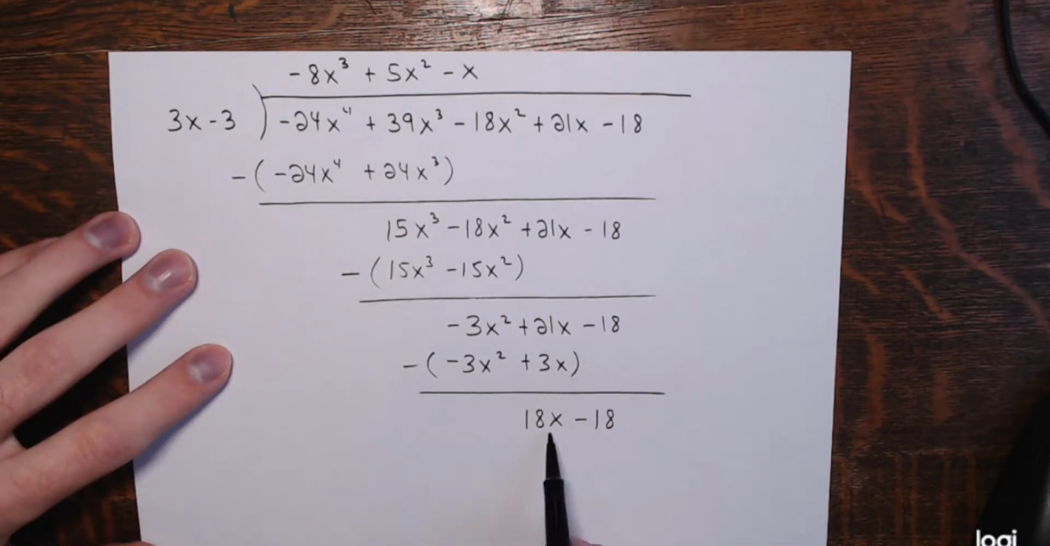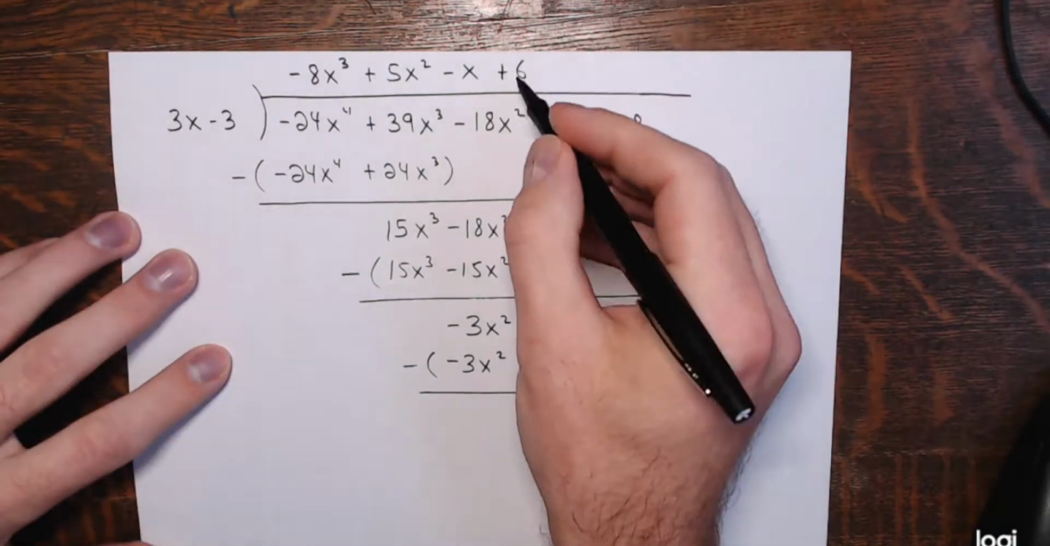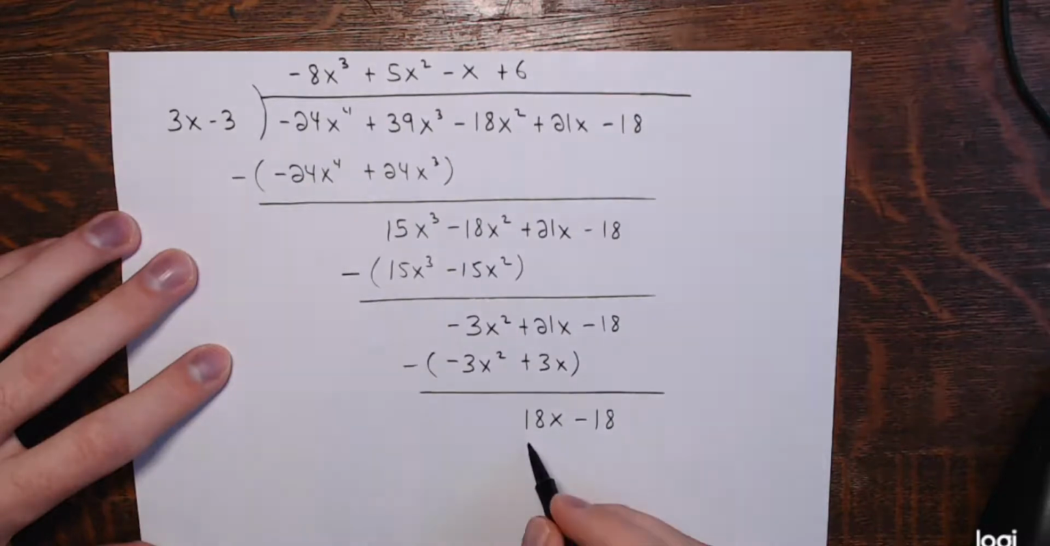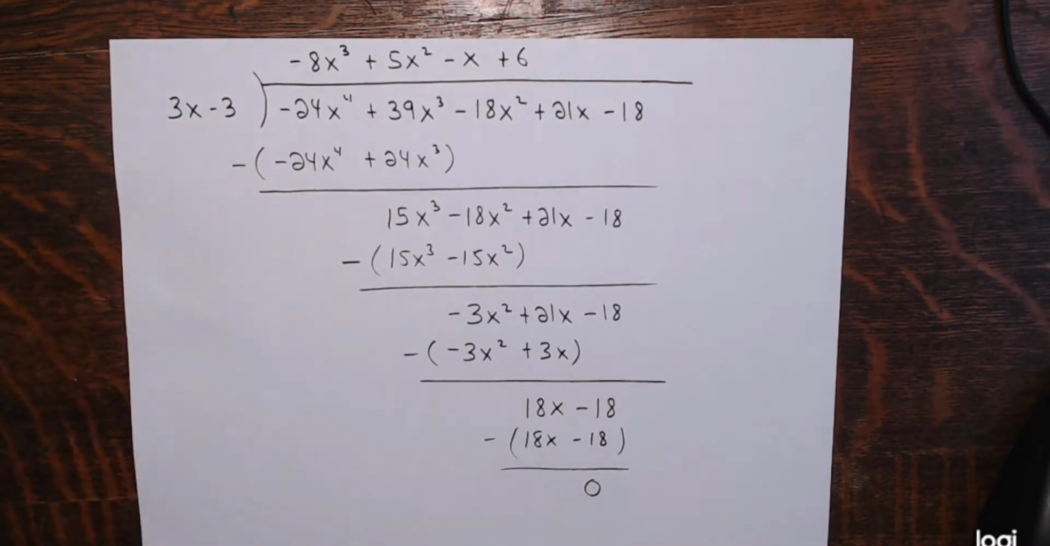And then 18x divided by 3x is positive 6. And then 6 times the divisor would be 18x minus 18. And oh, look at this. No remainder. The remainder is 0.